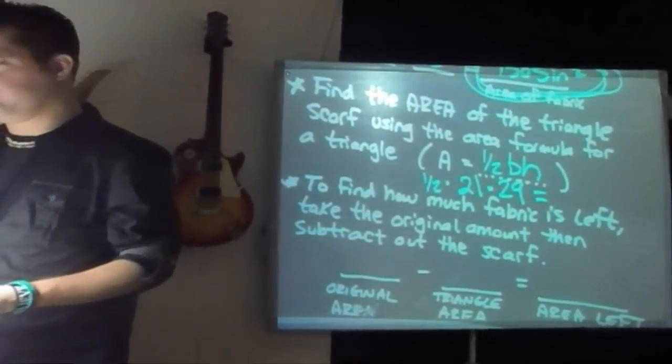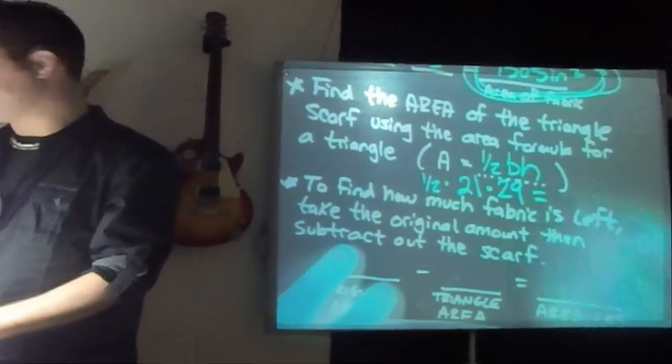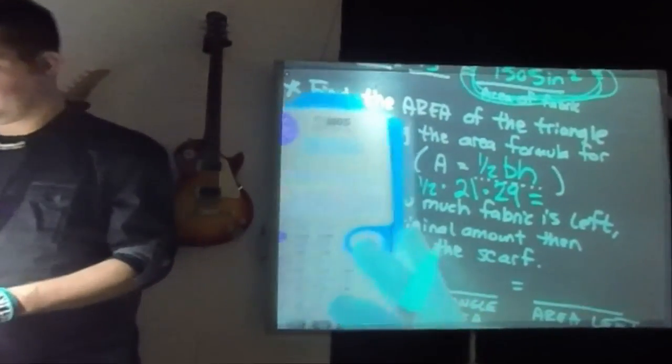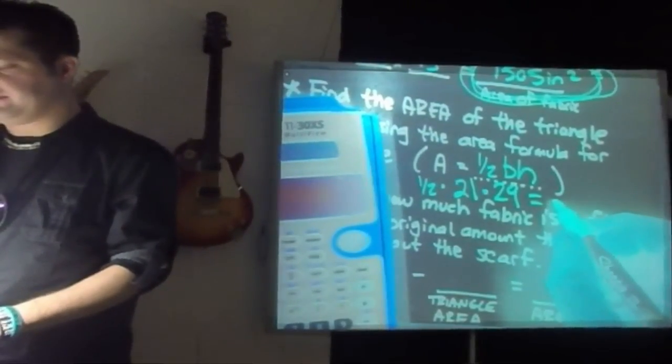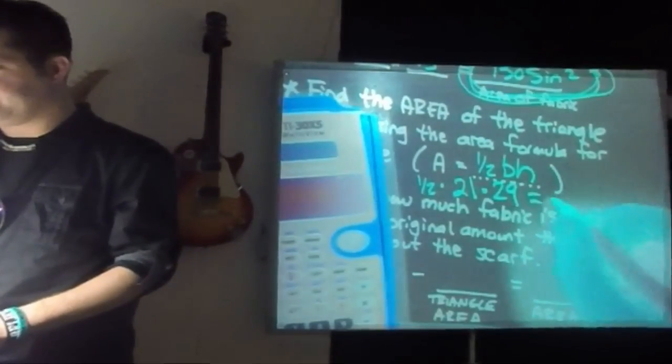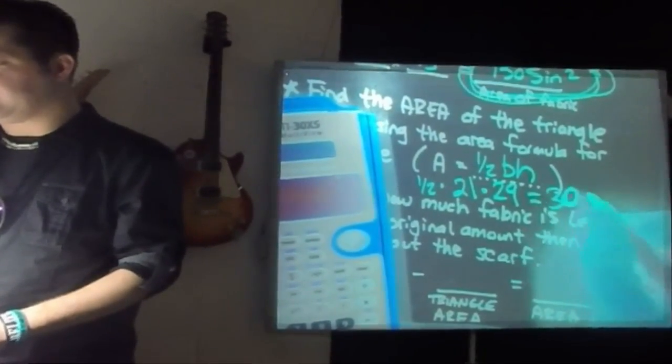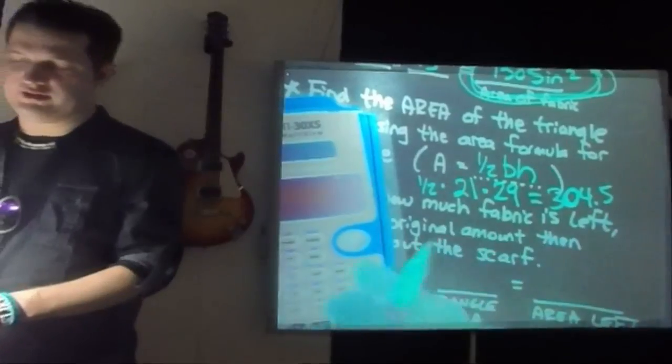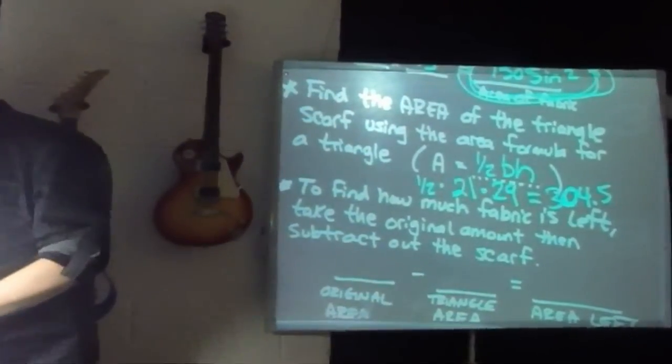609 over 2. It's 304 and 1/2. It comes out to 304.5. Let's go ahead and put it in decimal, 304.5. All right, circle that.